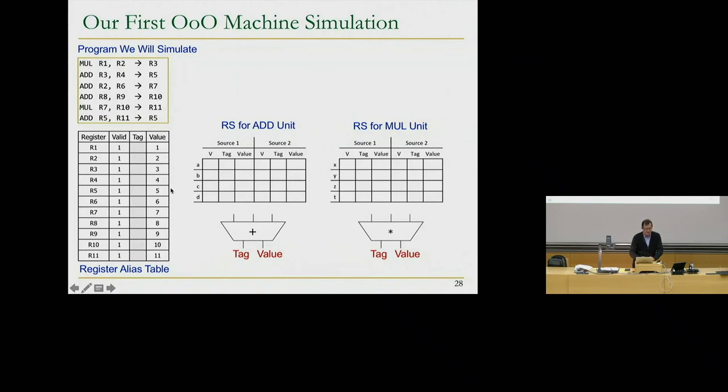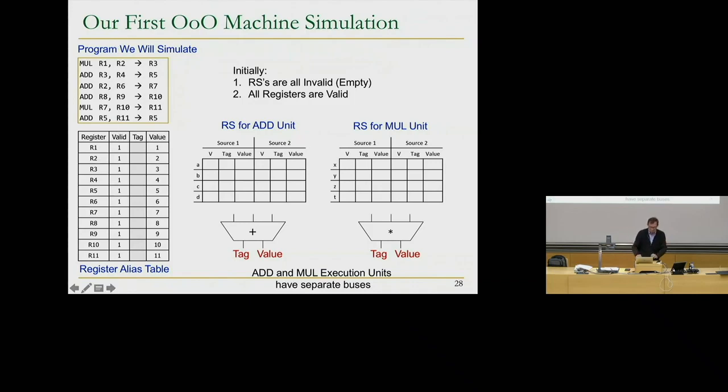You have all registers that are valid, and these are the values. So tags don't matter, because everything is valid. This is the reservation station for the add unit, and this is the reservation station for the multiply unit. Each unit has an adder and a multiplier, and whenever an instruction finishes, it produces a tag and a value that gets broadcast everywhere. Let's simulate this program first. Before that, we already said add and multiply execution units have separate buses, so they can finish at the same time. Initially, reservation stations are all invalid, empty. I'm not showing those invalid bits over here, but there needs to be some mechanism that allocates these reservation stations. And all registers are valid, because that's the beginning of the program.